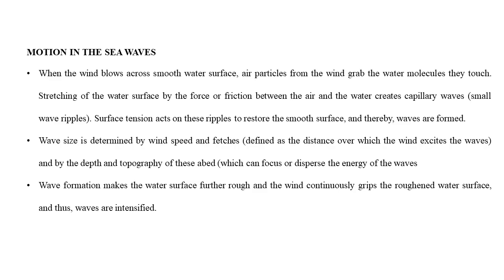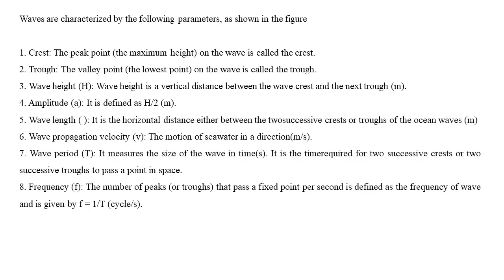Wave size is determined by wind speed and features, and by the depth and topography of the seabed. Wave formation makes the water surface further rough, and the wind continuously grips the roughened water surface, and thus waves are intensified. Waves are characterized by the following parameters, as shown in the figure.